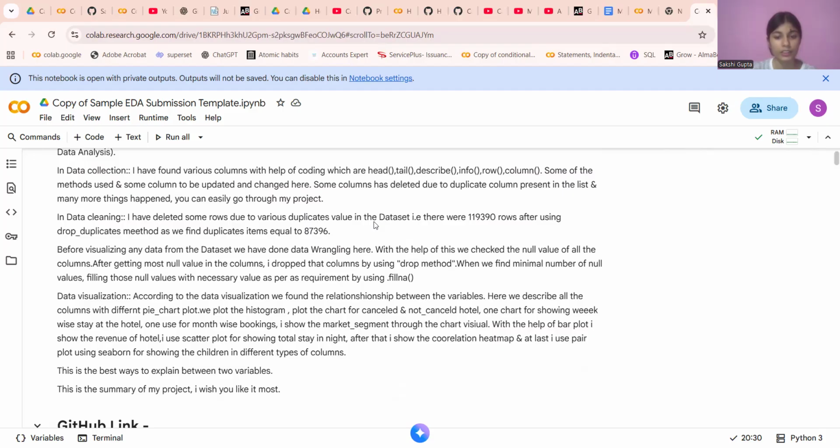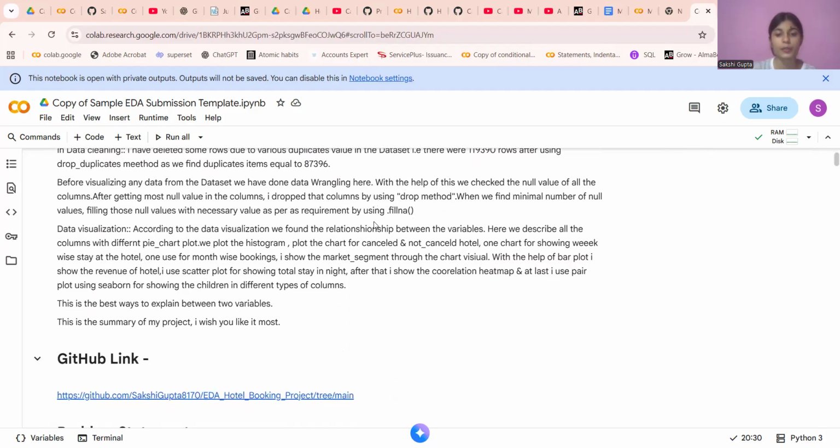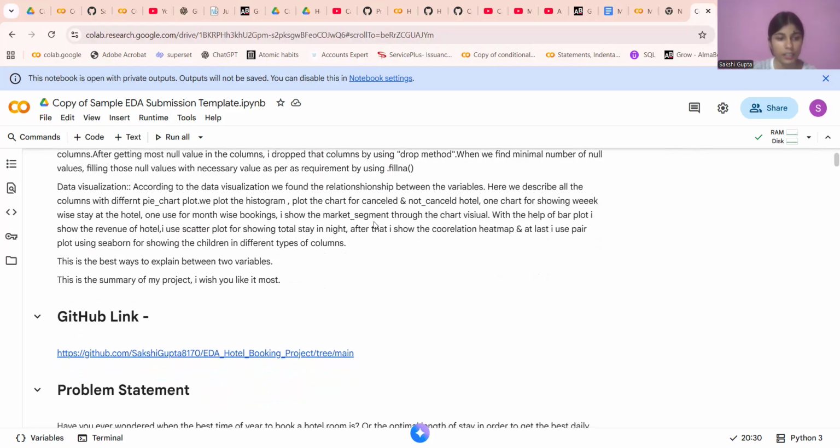With the help of this, we check the null values of all the columns. After getting most null values in a column, I drop the column by using the drop method. When we find a minimal number of null values, we fill those null values with the necessary value as per requirement by using fillna. Data visualization.